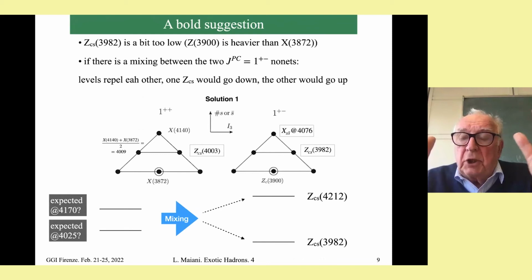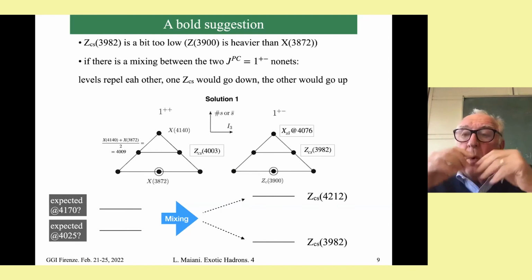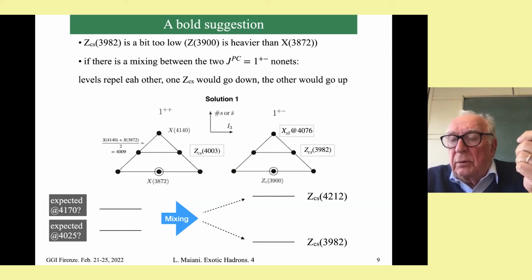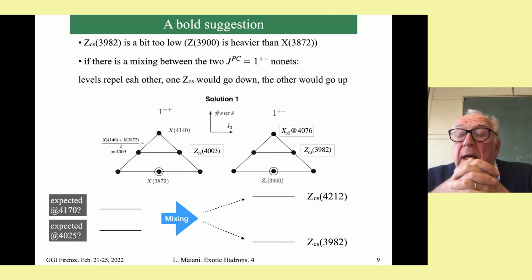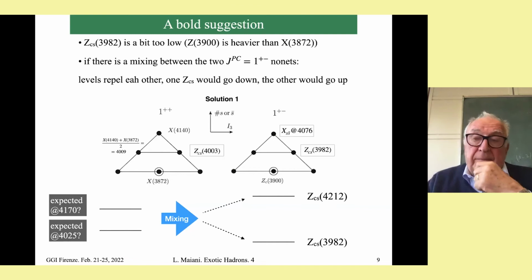And if Zcs is a bit too low, and the other one, the 4212, is a bit too high, it could be that the strange components of these two nonets, when mixing, go, of course, one up and the other down. And this would enhance this difference, and it is a possible solution. Now, unfortunately, we don't know how to compute the mixing of these two things, but this is certainly a possibility, and we will see in the future what happens.